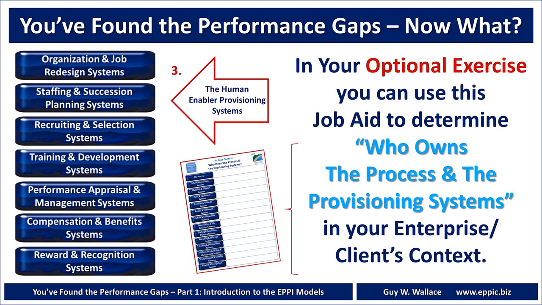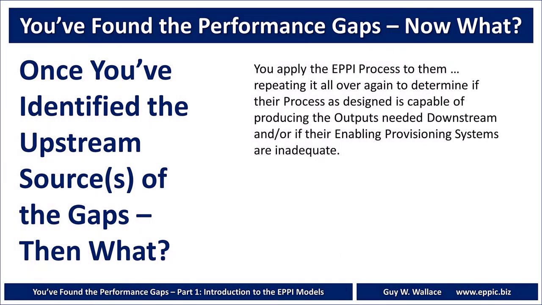Third, we look at the human enablers of the process. And these are my systems inside the enterprise that we need to look toward if there's a gap in the human aspects of performance, and we need to determine who owns these processes and provisioning systems so that we can attend to those. Once you've identified an upstream source of the gap, because you found a gap, now what?